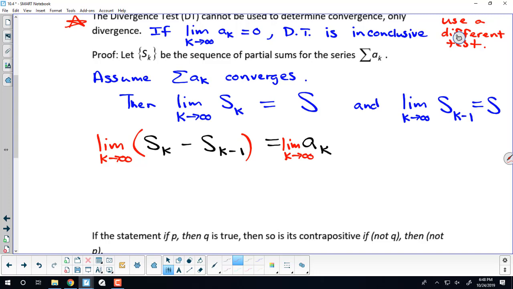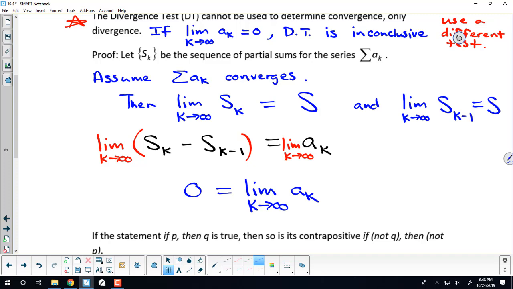As we noted, the left-hand side is just s minus s, or L minus L, which is 0. So as k approaches infinity, the kth term is approaching 0. And so what we did was we started off with our assumption that the series converges, and what we've shown is that if a series converges, the kth term as k approaches infinity has to be 0.